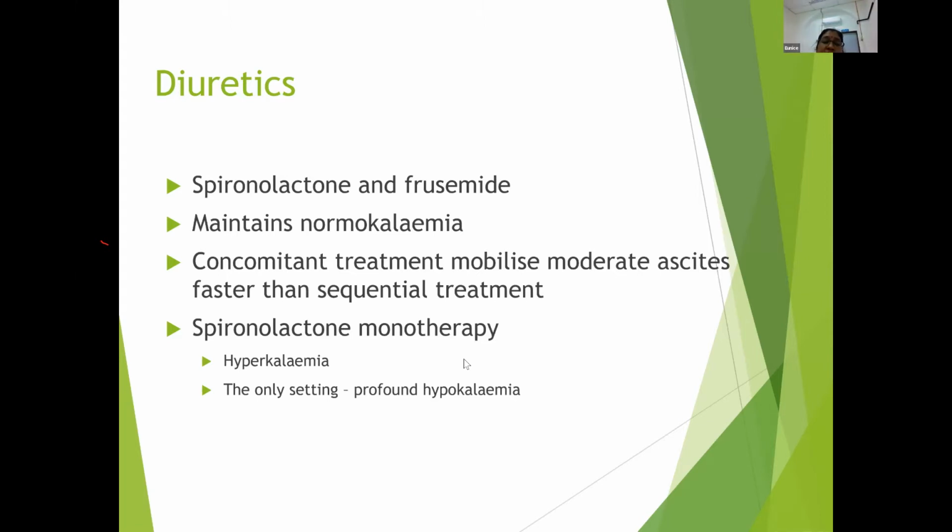The only indication for spironolactone monotherapy is where the patient has hypokalemia. If the patient has hyperkalemia, we don't initiate spironolactone monotherapy.